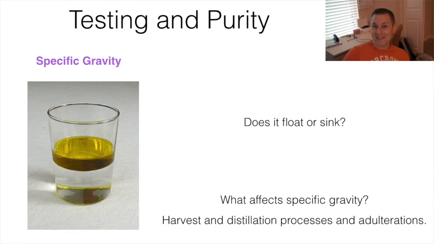Next is specific gravity. Does it sink or does it float? Specific gravity means how much mass is contained in a fixed volume of the solution. This is measured at a specific temperature and a specific atmospheric pressure. For example, the specific gravity of water at room temperature at sea level is 1 gram per milliliter.